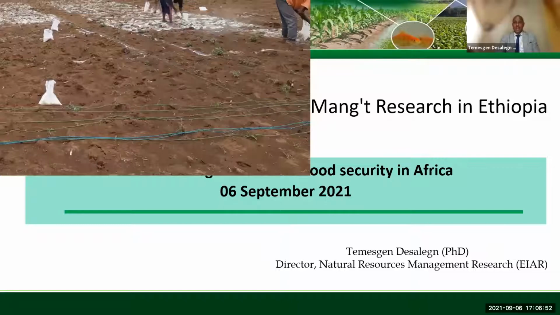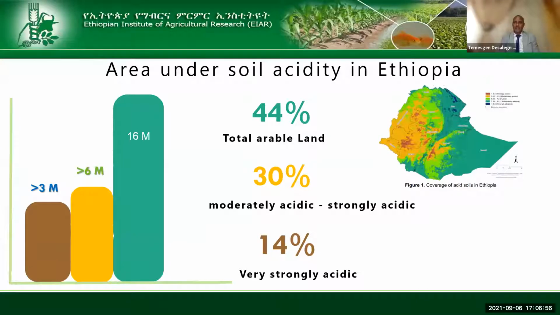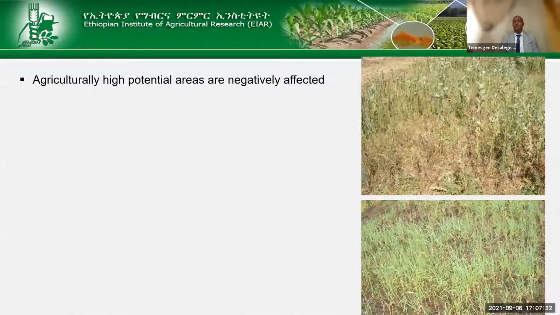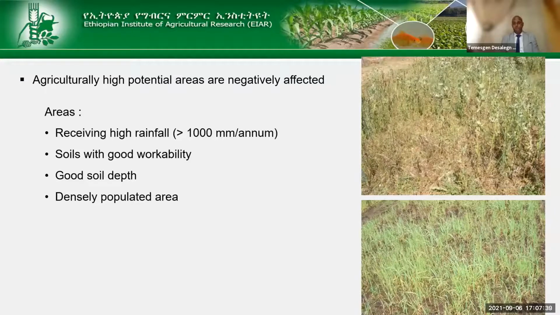Out of the total arable land in Ethiopia, excluding grazing land and the lands which are not currently under cultivation, about 6 million hectares of land is under acidic condition. Out of this, 3 million is severely affected. As you can see from the map, the yellow and dark areas are where soil acidity is a major problem. These areas are agriculturally high potential areas. They receive greater than 1,000 millimeters of rainfall per annum. The soils are very good, with good workability and good depth.